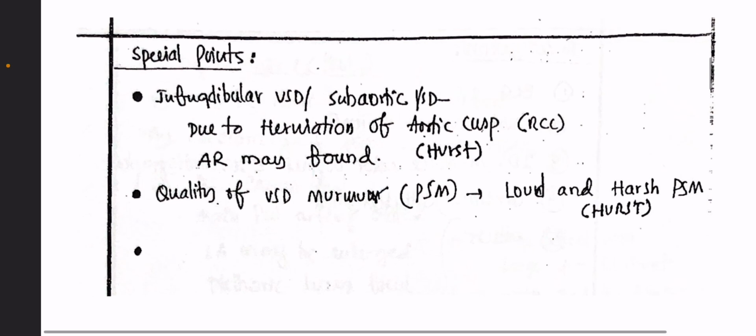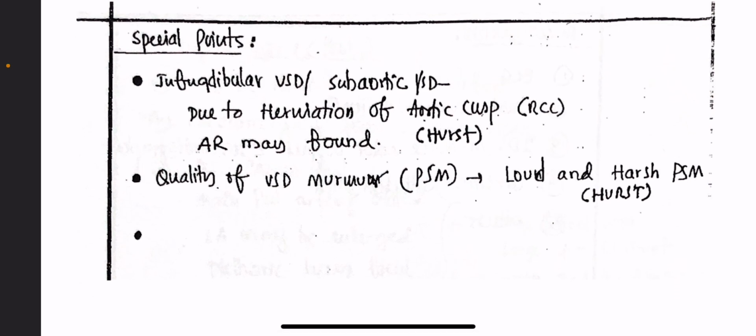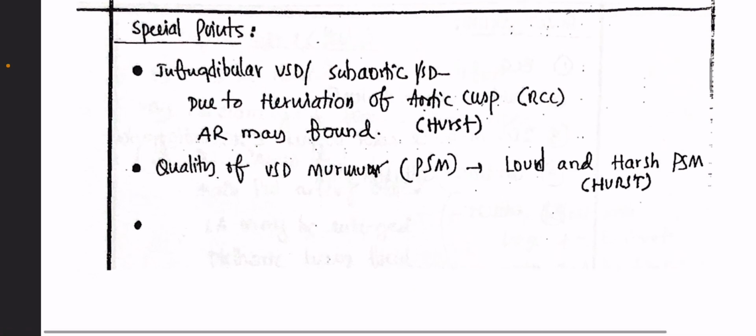Now, special points regarding VSD. Infundibular VSD or subaortic VSD: due to herniation of aortic cusps, AR may be found, and the cusp normally involved is the RCC. Quality of VSD murmur: loud and harsh pansystolic murmur.